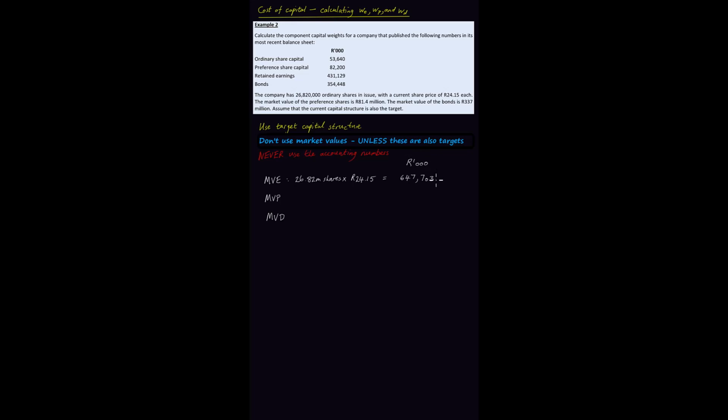The market value of preference shares has been given to us at 81,400. I remind you, we're working in units of 1,000 here. And the market value of debt is 337,000. Those three are the capital components of this company, and therefore to determine the total capital, equivalent to the total market value of the assets of this company, is 1,066,103,000 Rand.